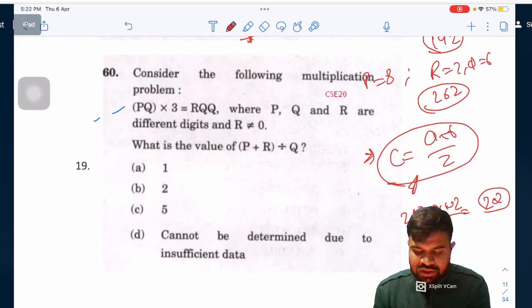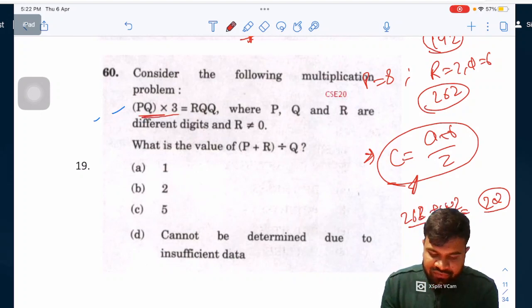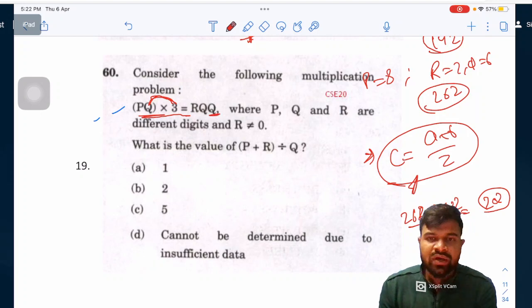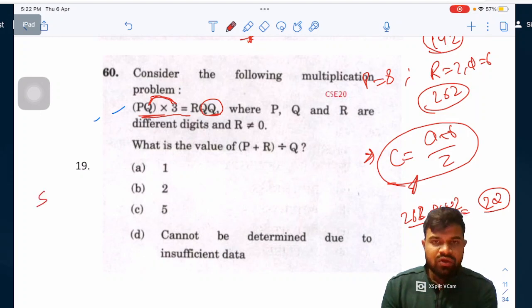This question also has a similar approach. After multiplying Q into 3, we are getting Q again. So it is only possible when you go for hit and trial. You will find that it is only possible for 5.